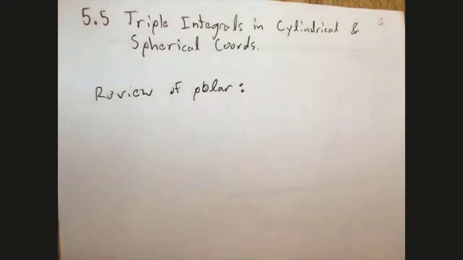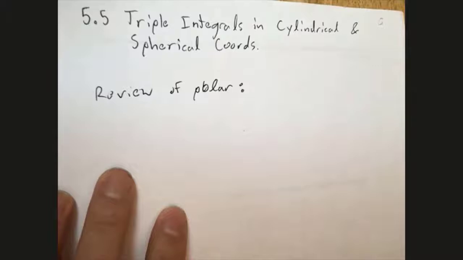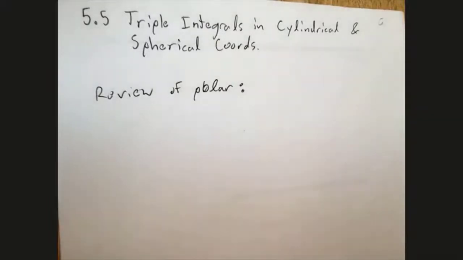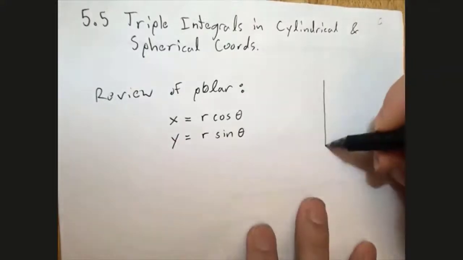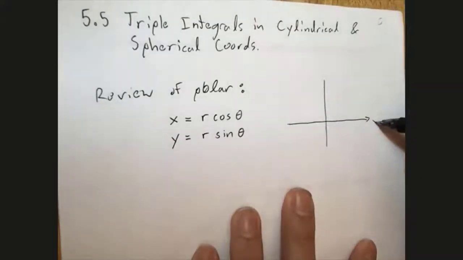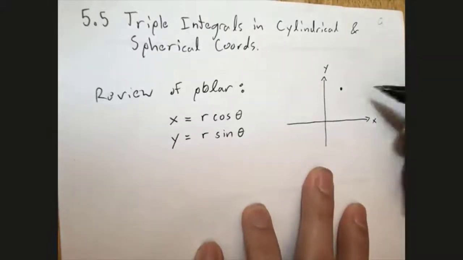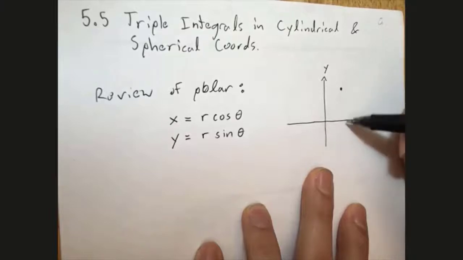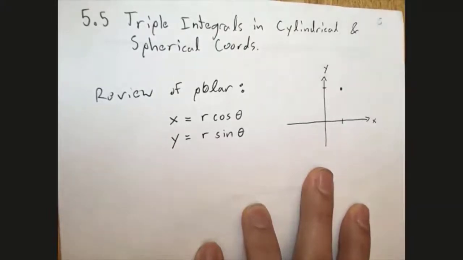When we dealt with polar coordinates, we said that we can convert from Cartesian to polar with these two equations. And what polar coordinates do is they take these rectangular coordinates and they specify a different way to identify points in space. So if I have this point, the rectangular coordinates would just be x comma y, and that's the distance in the x direction and the distance in the y direction.